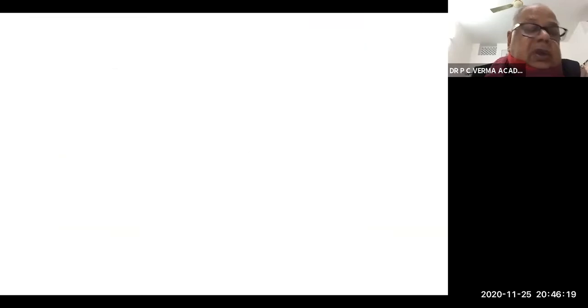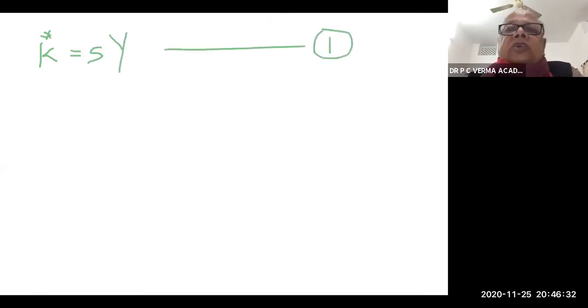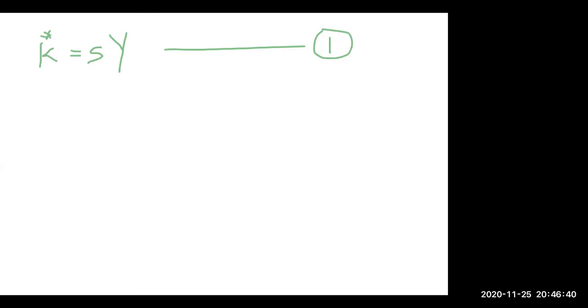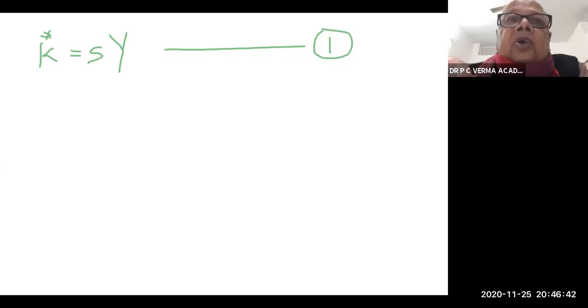Next, K star is equal to small s into Y. This is equation 1. And this is the growth process, capital accumulation. That will be through saving rate into Y, that is capital accumulation, the volume of saving.